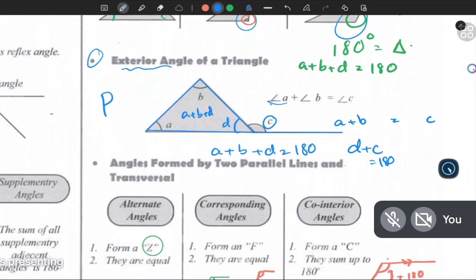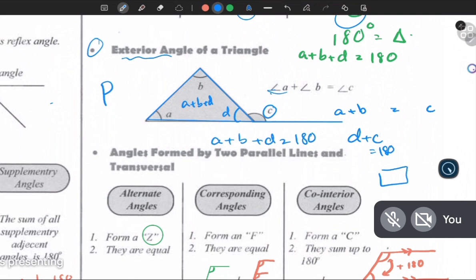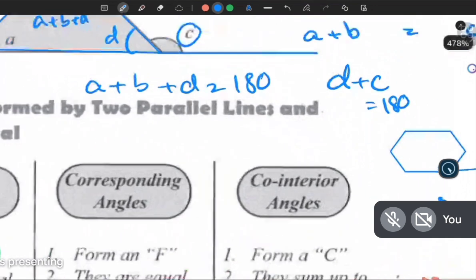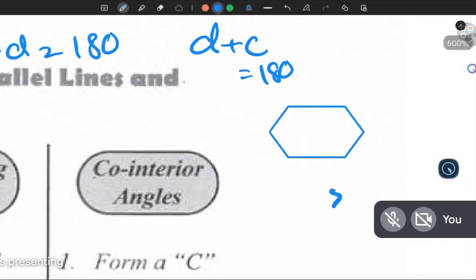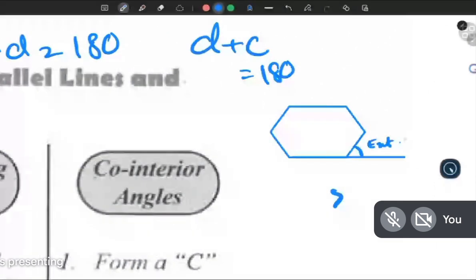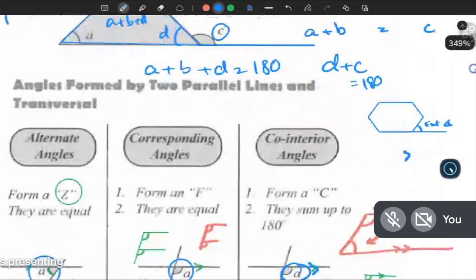right? Now, what are exterior angles? This will come up further. So, when you have any box or any image or any 2D figure, when you extend this line from this shape, this angle that is formed is called an exterior angle.